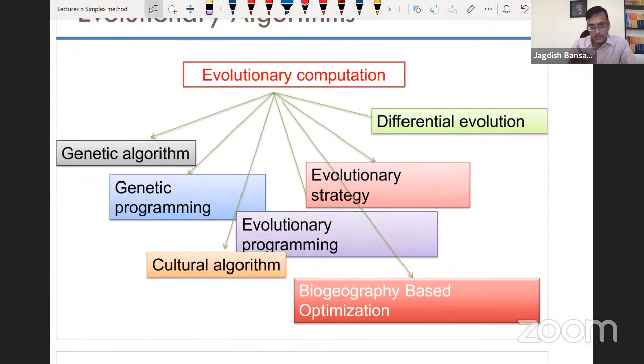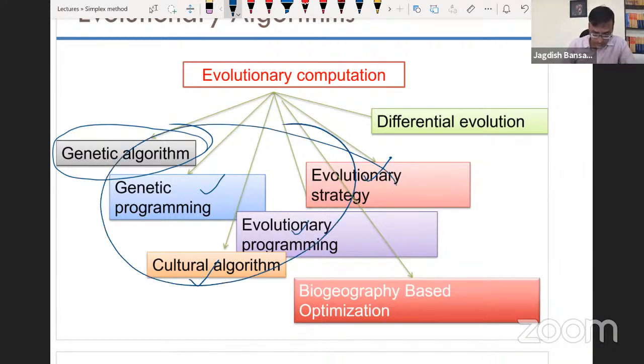Before that, let me tell you the popular algorithms in this category. There are genetic algorithms; everybody has heard the name at least, and I'll tell you some details of this also. Then genetic programming, evolutionary strategy, cultural algorithm. And differential evolution is one of my favorite algorithms in this category.